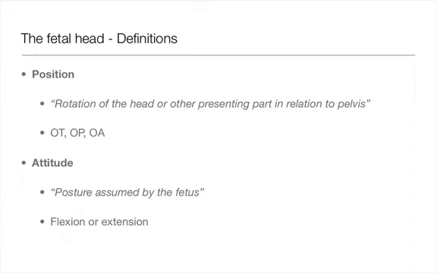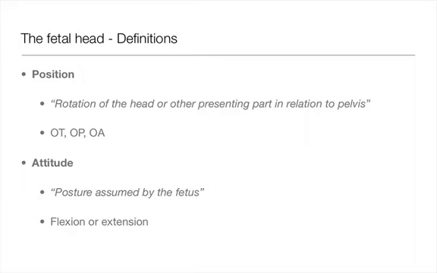To be able to describe which way round the head is in relation to the pelvis, we have some further definitions. The position of the baby is how we explain which part of the head is in relation to the circularity of the pelvis. We define a part as the denominator, and then we look at the rotation of that part in relation to the pelvis. So in a vertex, the occiput, which is the posterior fontanelle, may be at the front, that would be OA, at the side, which would be OT, or at the back, which would be OP.